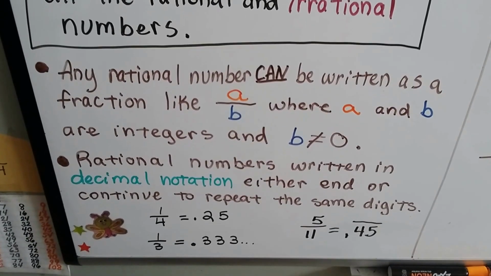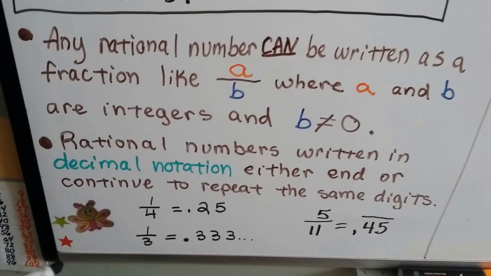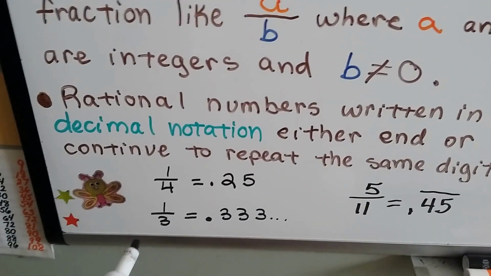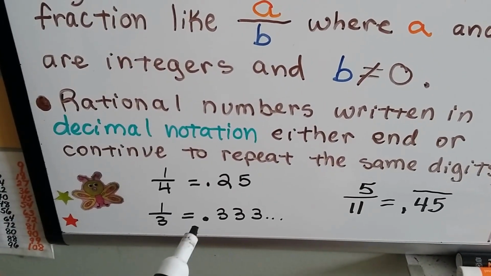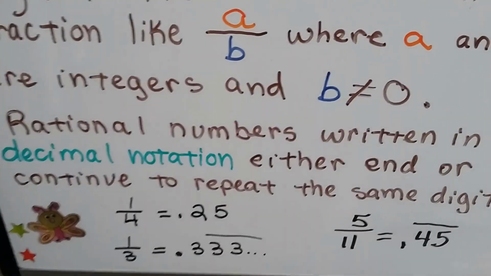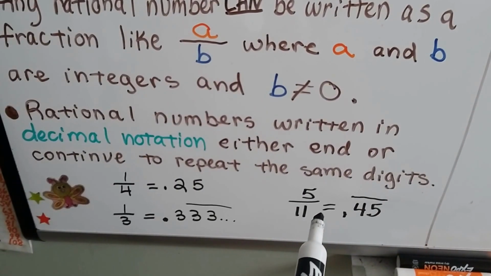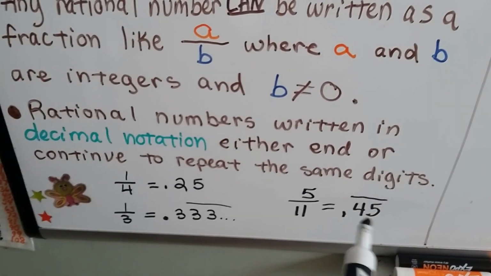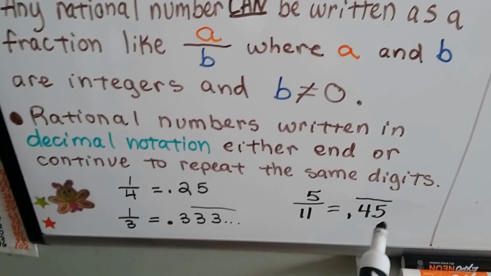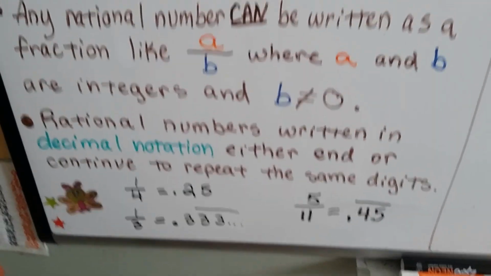Rational numbers written in decimal notation either end or continue to repeat the same digit. So 1/4 can be written as 0.25, and that's rational. And 1/3 can be written as 0.333, and that 3 just keeps repeating. So that's rational. And 5/11 is equal to 0.45, and the 45 keeps repeating. See? So it would be 0.454545. We just put a bar over the 45 to show that it repeats.